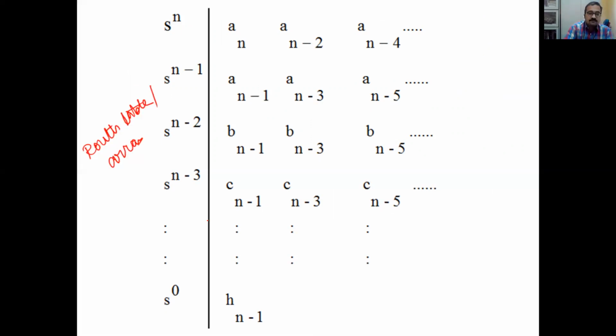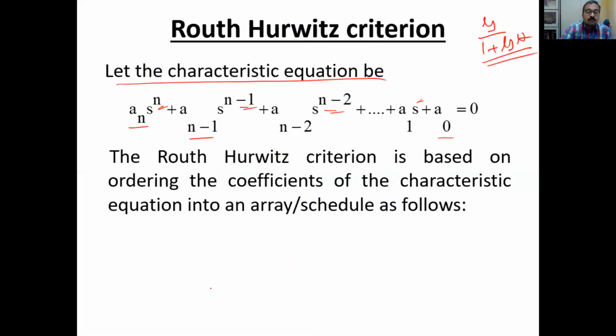Okay, that is this. Fine. So it starts from the highest power of s, raised to n, and it ends at s raised to 0. Now we have to make some entries into this table. So see what the coefficients are: an minus 1, an minus 2, an minus 3, and so on, up to a1, a0.